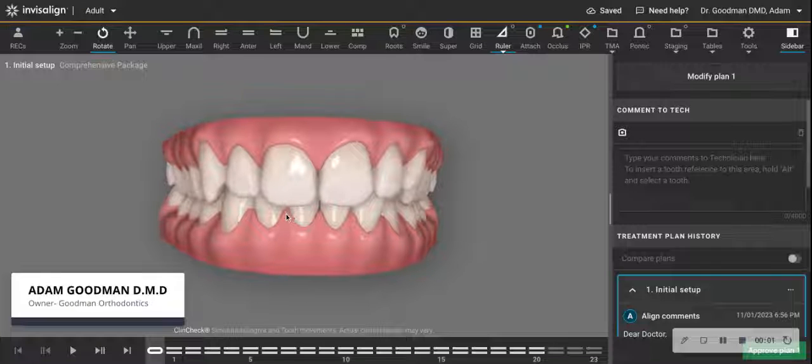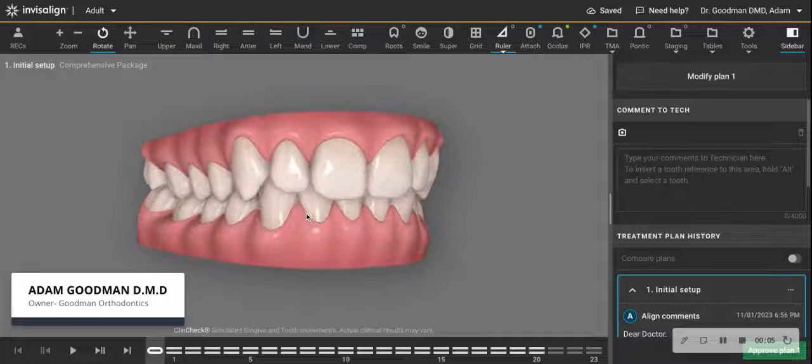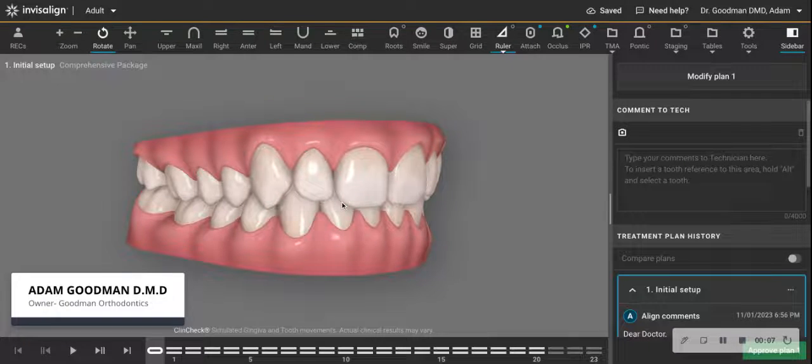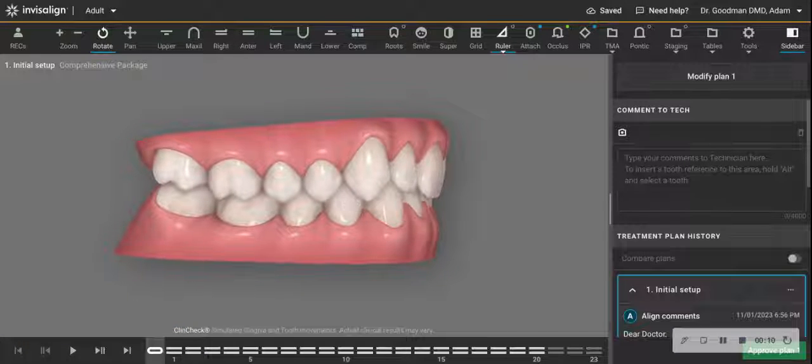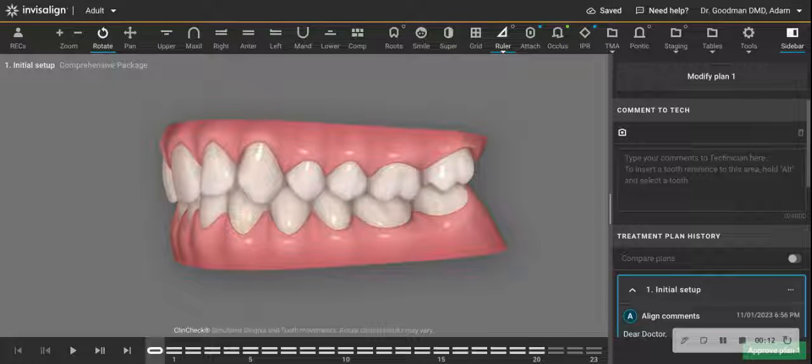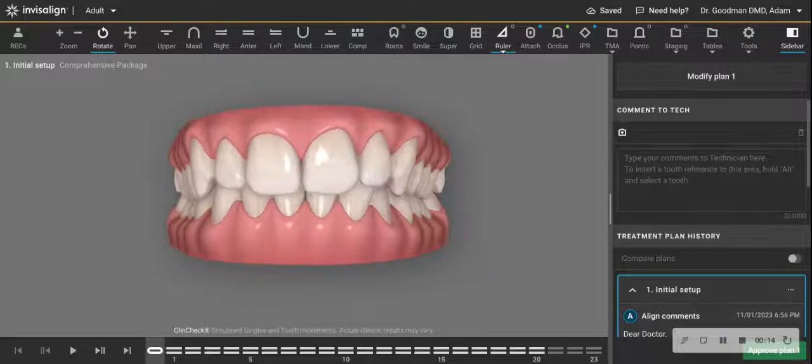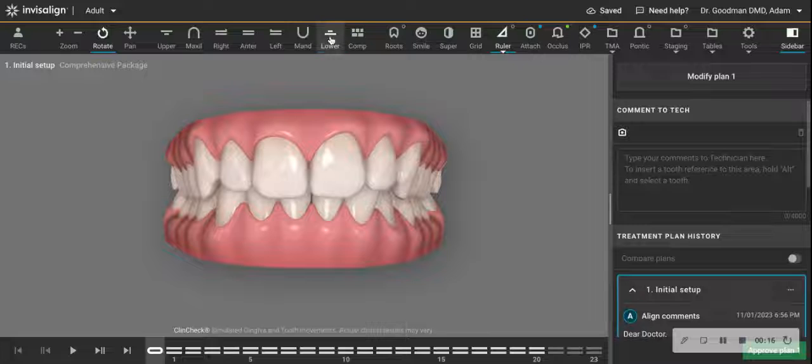Hey, I'd like to show you where you can get into trouble with an Invisalign treatment plan and the difference between torque and tip. This is a solid class one case bilaterally. We have somewhat of a deep overbite.